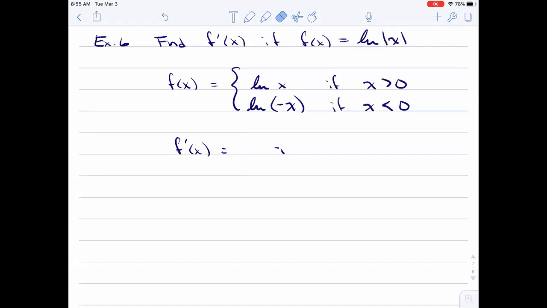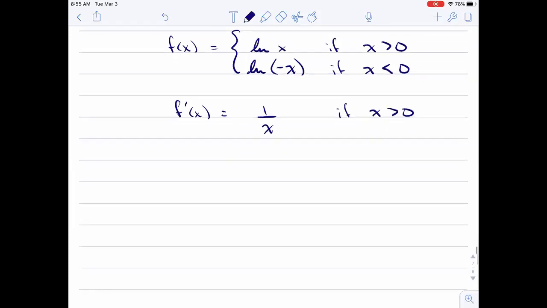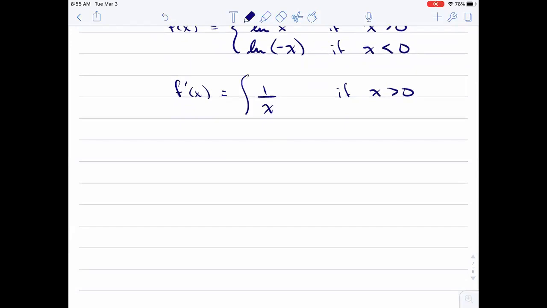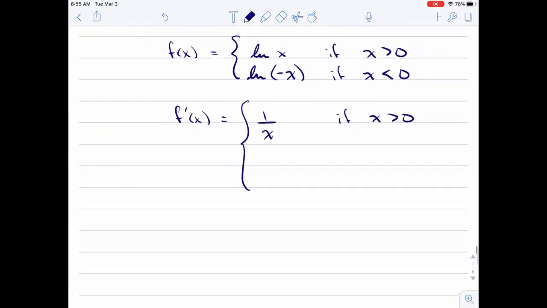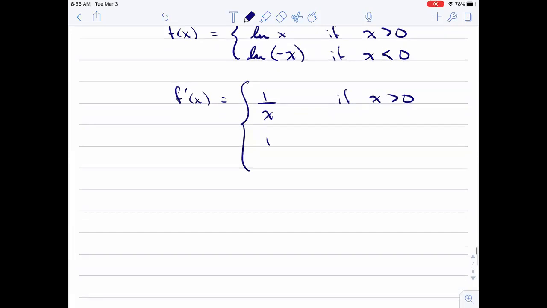And you know what? I'm going to take up more room, right? I'm going to do 1 over x if x is positive. If I want to take the derivative of the natural log of negative x, I've got a chain rule inside there because I've got a negative on top of the x, right? And so I don't just have the x inside. So what I have is 1 over negative x times the derivative of negative x, which is negative 1, if x is less than 0.